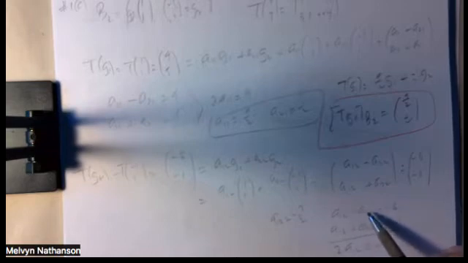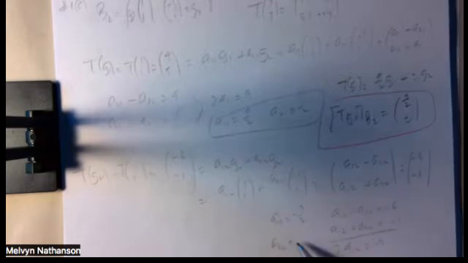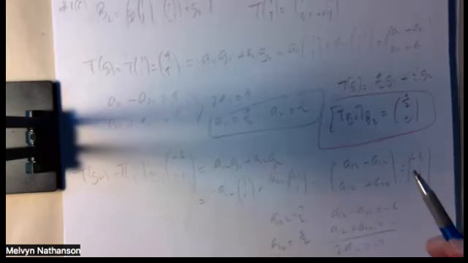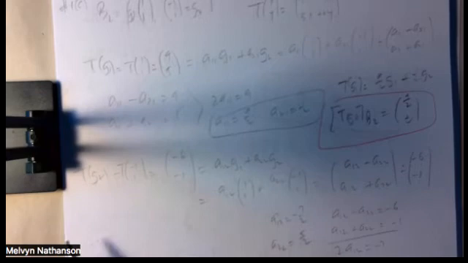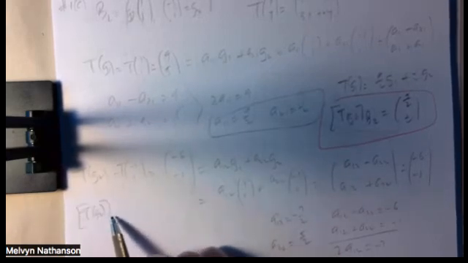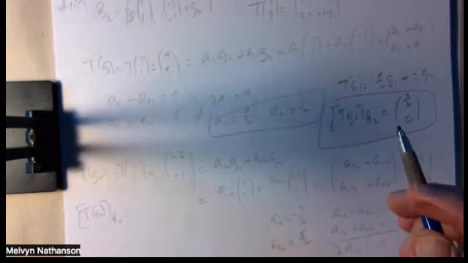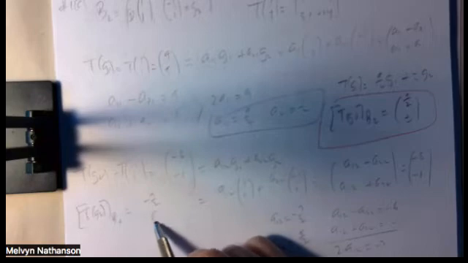Minus 7 halves minus 5 halves would give you minus 6. So A22 has to be equal to 5 halves. And if you add, you get minus 1, and subtract, you get minus 6. So T of G2, the coordinate vector for this with respect to this basis B2 is minus 7 halves, 5 halves.